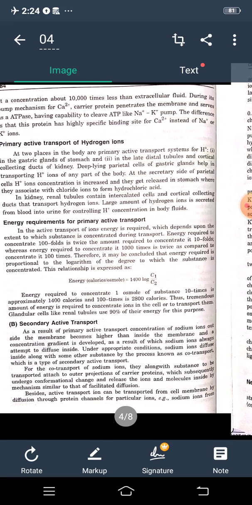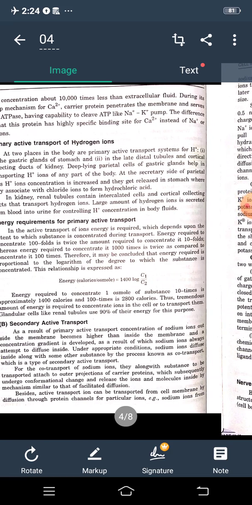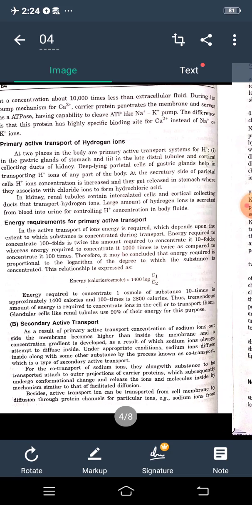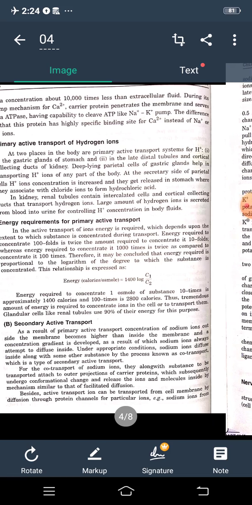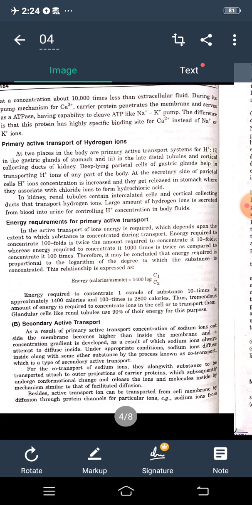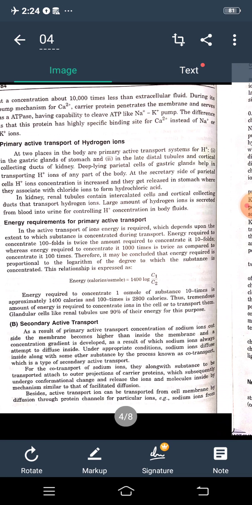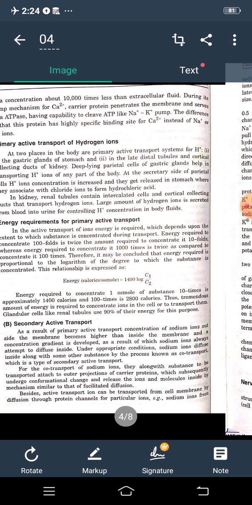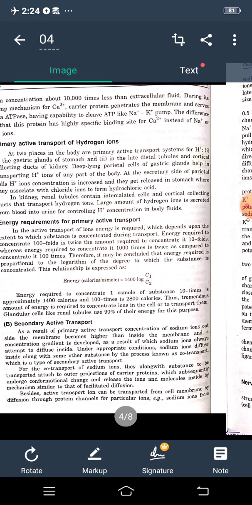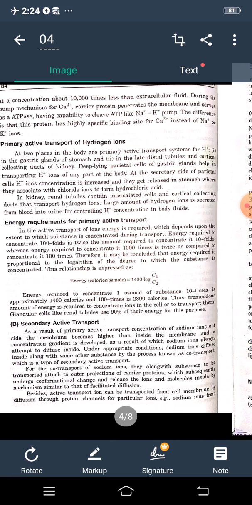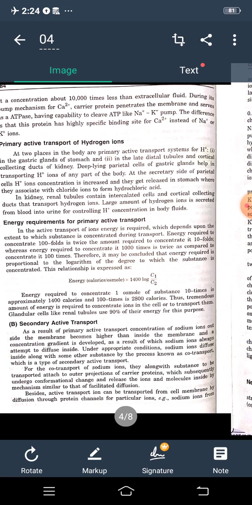Secondary active transport. As a result of primary active transport, the concentration of sodium ions outside the membrane becomes higher than inside the membrane, and a concentration gradient is developed, as a result of which sodium ions always attempt to diffuse inside. Under appropriate conditions, sodium ions diffuse inside along with some other substances by the process known as co-transport, which is a type of secondary active transport.